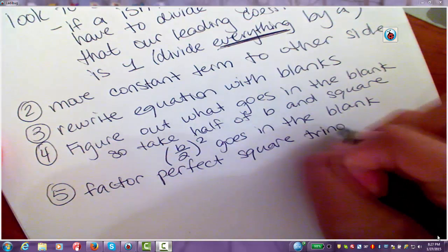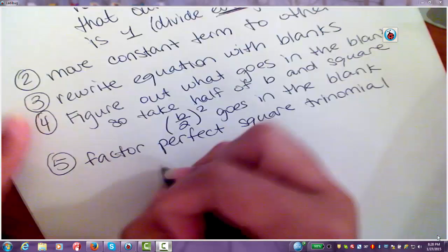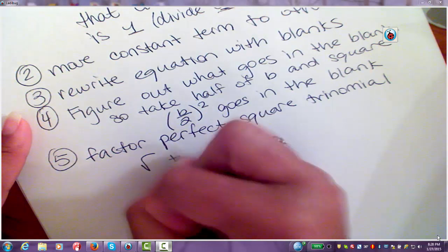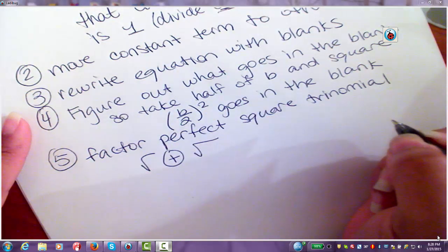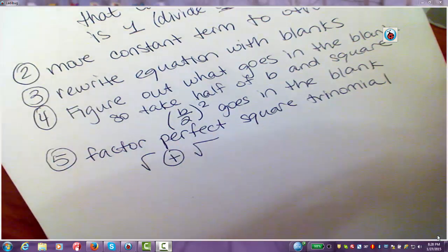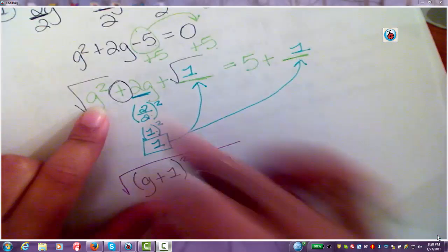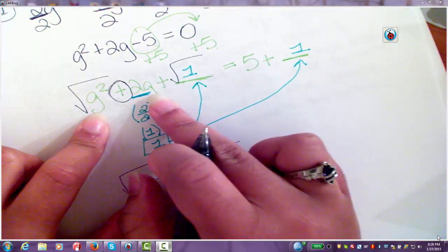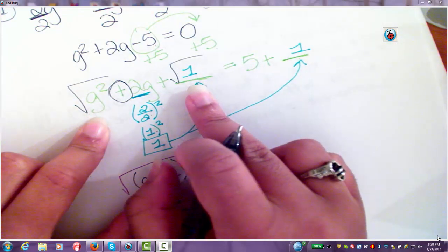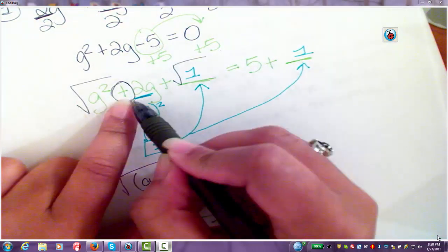And the way we factor is we take the square root, keep the sign, and then we square root again. So this is what our case was. If you look back at the problem, we had g squared plus 2g plus 1. So we took the square root of g squared, so that's where the first square root came from. We kept the first sign, and then we took the square root of the last term.